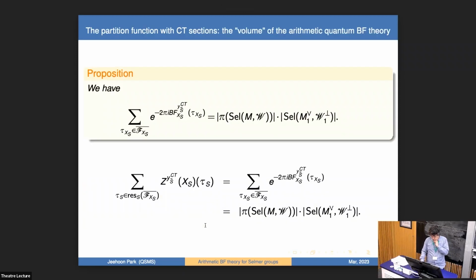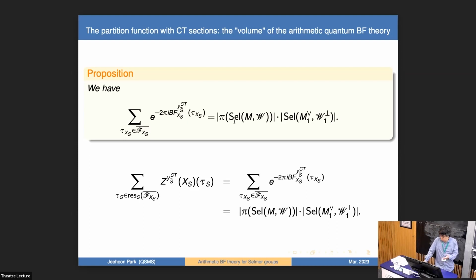Now, let me mention the partition function formula. This formula says this is why BF theory is more connected to the L-functions of number theory. See, if you compute this partition function over all Selmer elements with this Cassels-Tate BF functional, then you will simply get the size of pi of the Selmer group times the size of Selmer M1 check W1 bar.